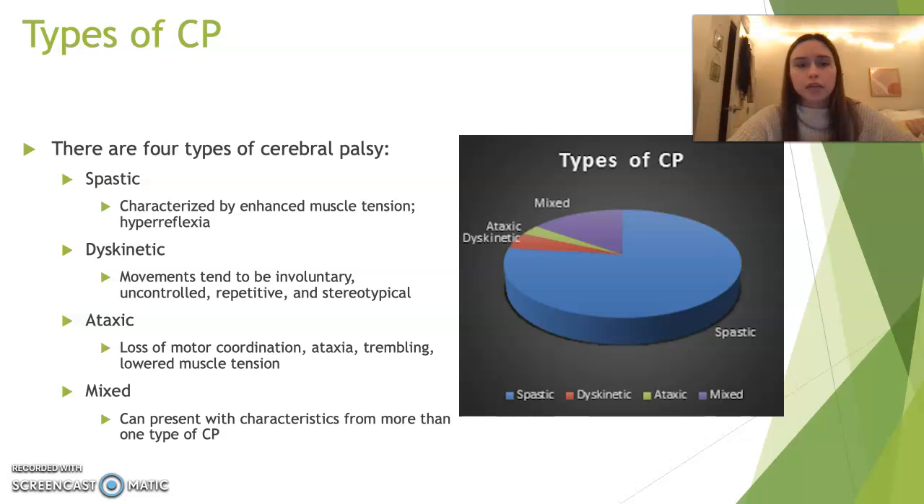And then the final and 4th type of CP is mixed. This is when a person can present with characteristics from more than one type of CP. If you look back at the diagram, spastic, like I said, is the most common, then mixed is the second most common. Dyskinetic and ataxic are pretty similar in commonness, but dyskinetic is a little bit more common than ataxic.